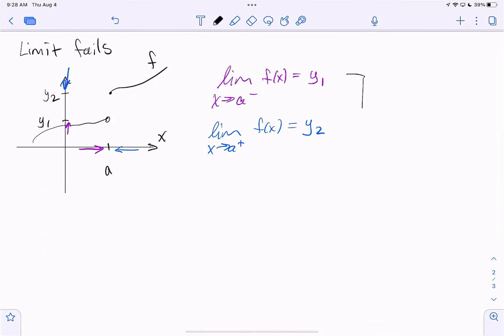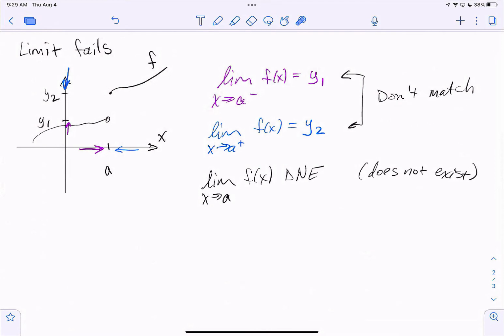Now these two numbers don't match, right? So there is a limit from the left and there is a limit from the right, and it doesn't matter which is the closed dot and which is the open circle. We don't really care what's happening at a itself. It's just how the function is trending when it goes toward a. Anyway, these numbers don't match. Our conclusion is that the limit as x approaches a of f of x does not exist.